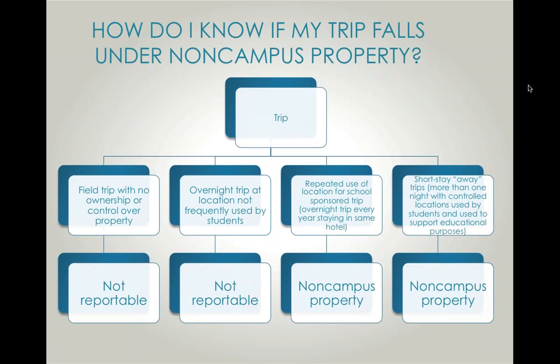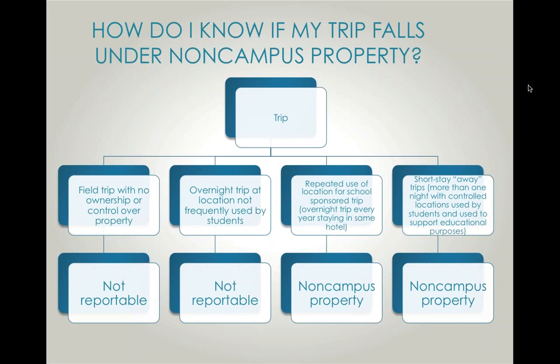The next one is an overnight trip at a location not frequently used by students. So say the institution has a trip that is only lasting one night. It is not a place that the institution regularly goes or regularly works with, and they're only, again, staying for that one night. That wouldn't be reported either because remember, one of the elements for non-campus buildings and property is that location. Not only do we have control, but is it frequently used by students?